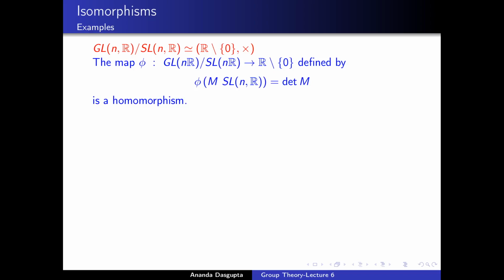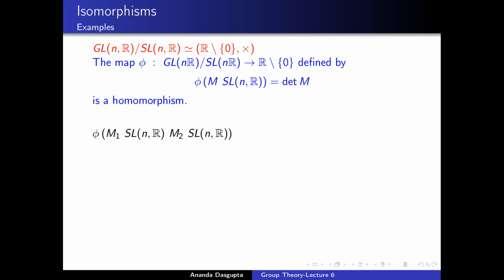Just to point out again, I've already done that in the last lecture, but still let me remind you that this is a well-defined map, because no matter which matrix you choose from this coset to label it, they all have the same determinant. So the number that you get as a result of applying phi to M SLNR is unambiguous. You get the same no matter which representative you choose. The claim is this is a homomorphism.